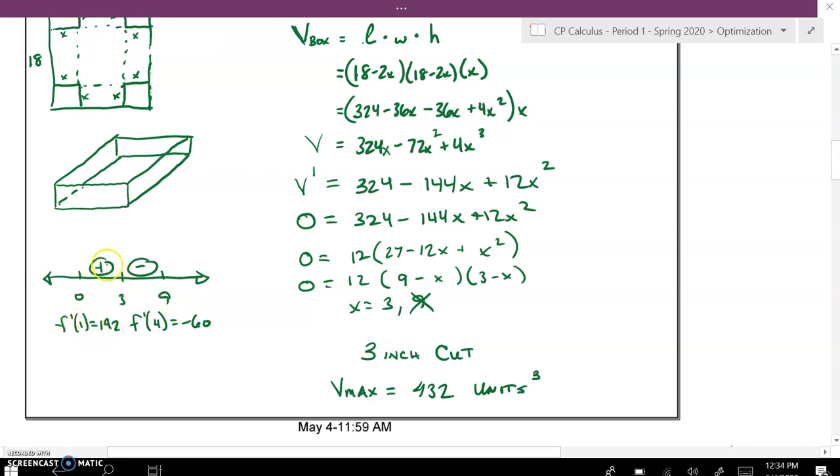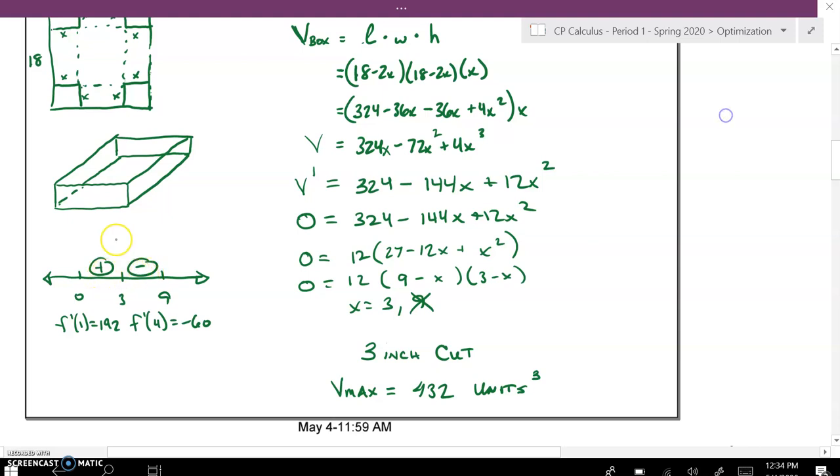Well, I get a positive number. I'm going to have positive numbers in there, positive slopes. So that means on that side of 3, it's increasing. When I plug a number between 3 and 9 in, like 4, I get a negative number. It's a negative 60. So on the other side of that 3, it's decreasing. So as I approach 3, I'm increasing. As I come away from 3, I'm decreasing.